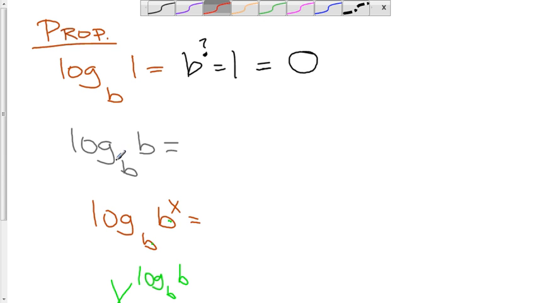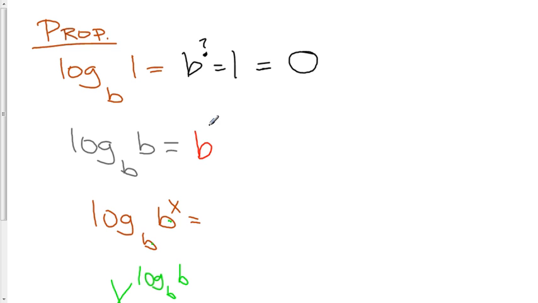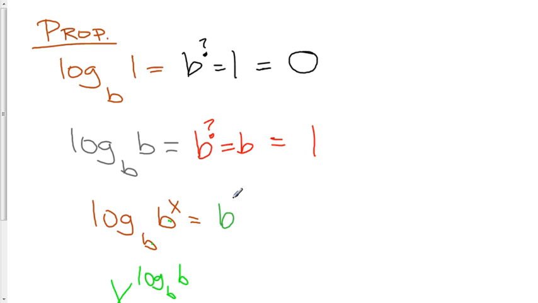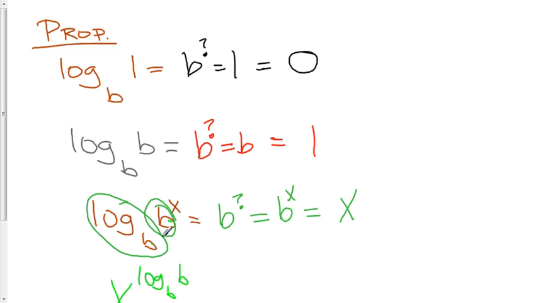The second one here says log base b of b. So now that's asking b to what power is equal to b? And that is 1. Next one is b to what power is equal to b to the x? And so we would have an answer of just x. Or you can look at it as the log base b and b to some power are inverses of each other. So inverses go away, which leaves you with just x.